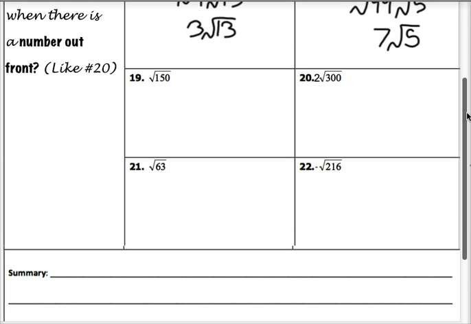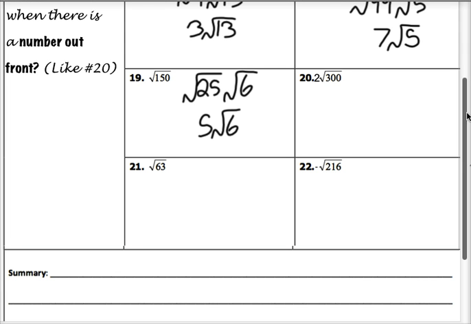All right, square root of 150. So this one, I'm hoping you guys can see, 25 goes into 150 very nicely. So this is 25 and 6, which reduces to 5 square roots of 6.